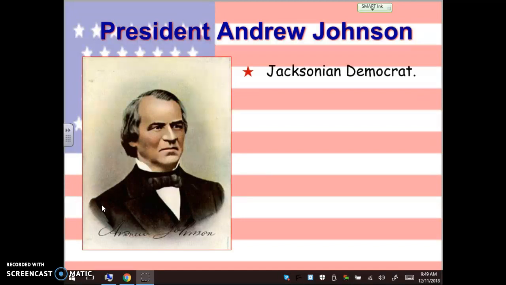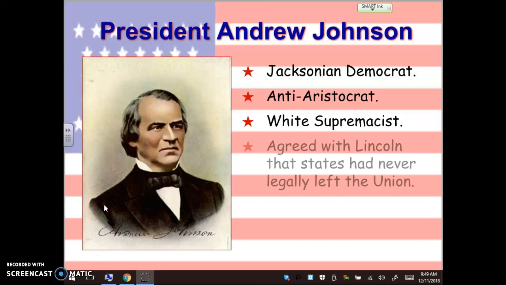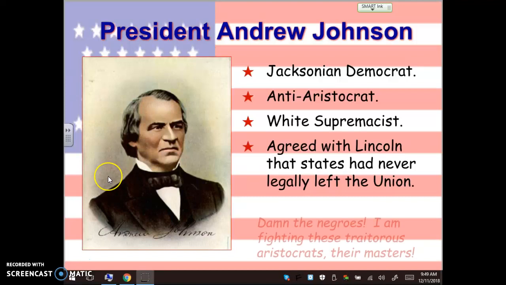He is seen more as a Jacksonian Democrat. He is very anti-aristocrat. He is more like the Andrew Jackson approach, where he's more for the common man's people. He is seen as a white supremacist, so he is not somebody who is an abolitionist or a free soiler the same way that the Republicans are, the same way that Abraham Lincoln was by any stretch. He agreed that the states should never have legally left the Union, and that's why he is trying to bring them back. So his major concern with the Civil War is not so much the protection of the blacks of the South, but of the states, getting them back into the Union.